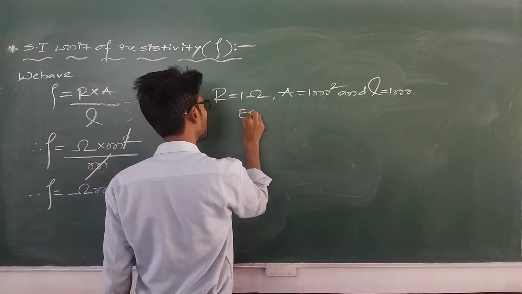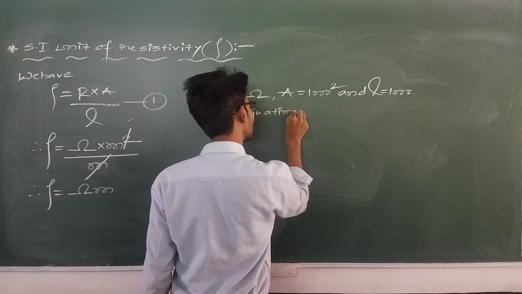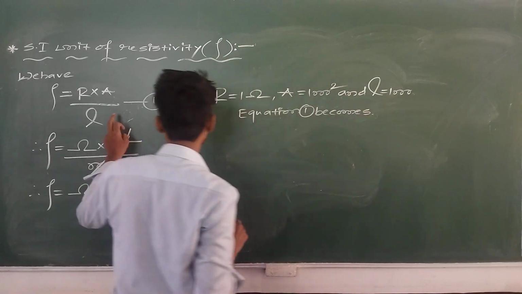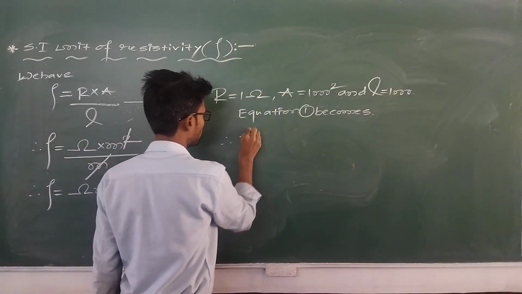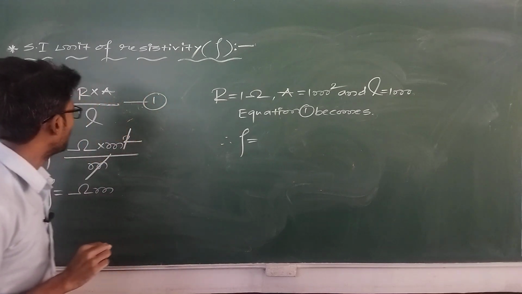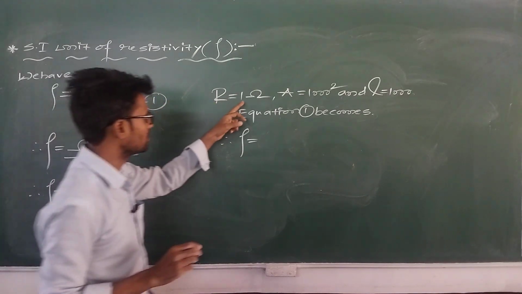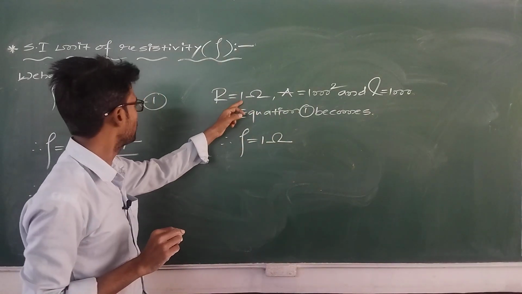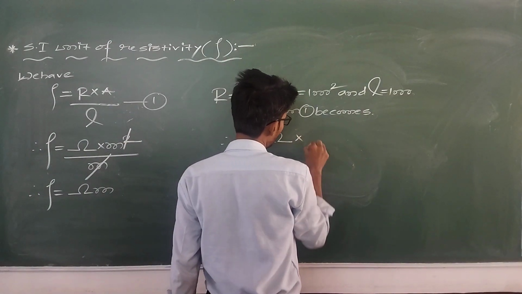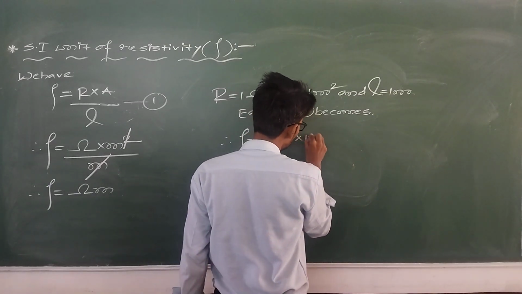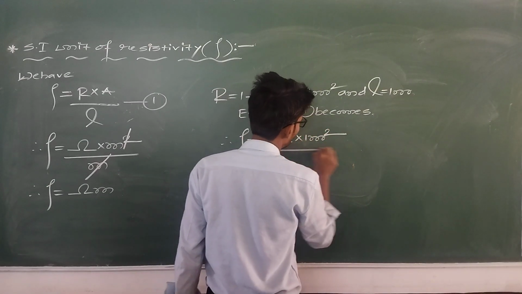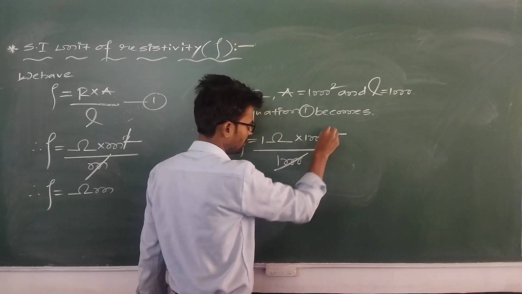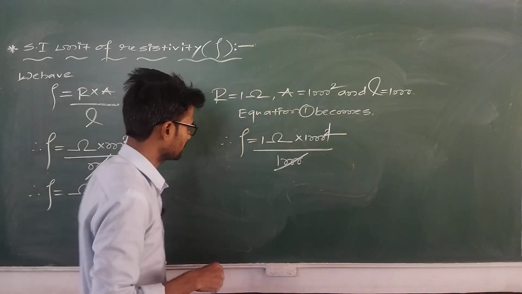Then equation 1 becomes rho equal to R, which is 1 ohm, into area of cross section, 1 meter square, divided by length of the conductor, 1 meter. This 1 meter and 1 meter from 1 meter square get cancelled.